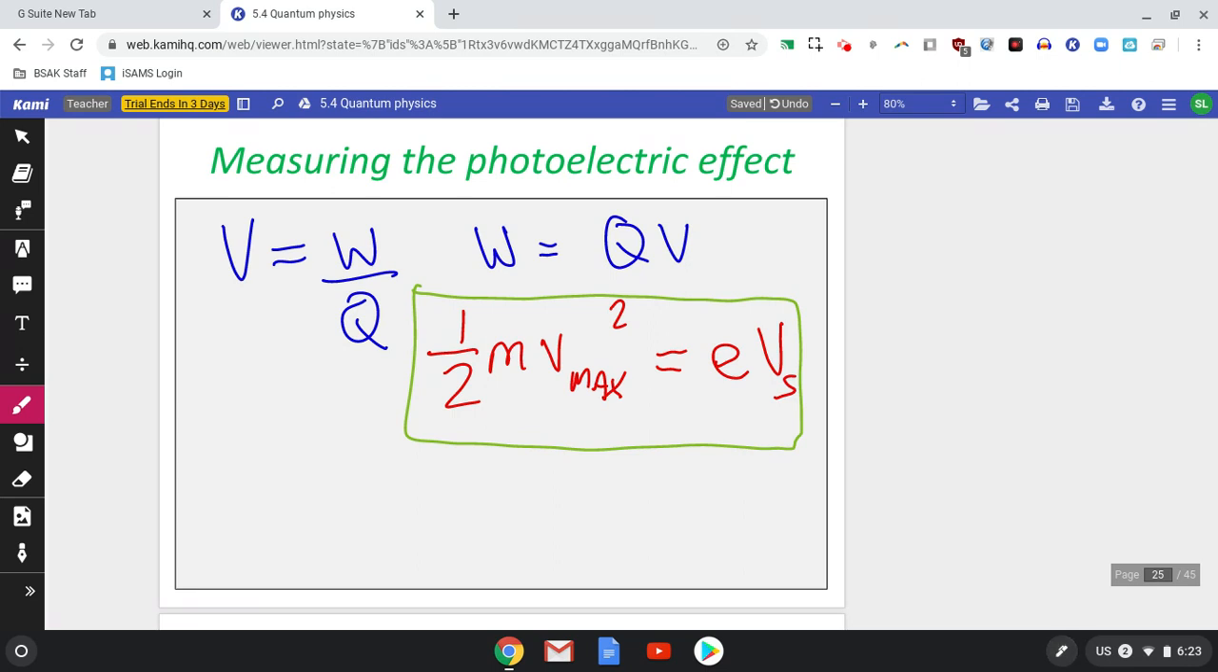So there you have it. That's the photocell and how it's used to actually measure the stopping potential.